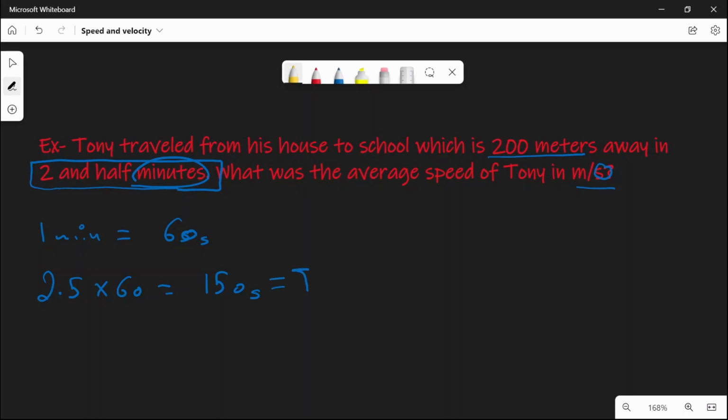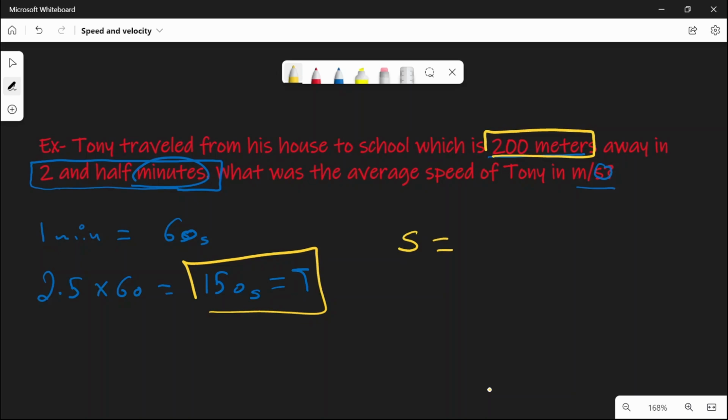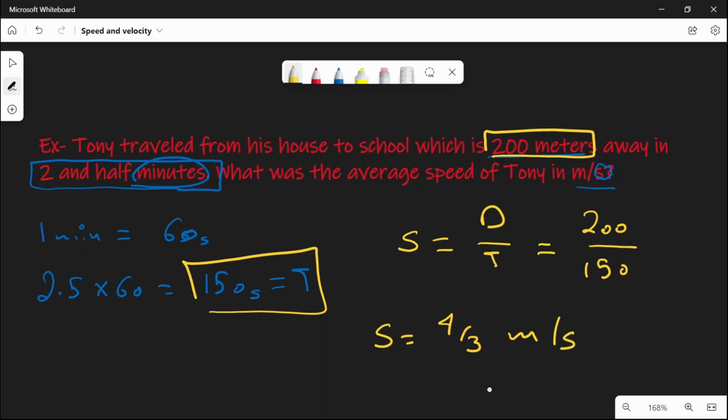Now, we know the time, which is 150 seconds, and we know the distance, which is 200 meters. So the speed will equal distance over time, which is 200 over 150. So speed is equal to 4 over 3 meters per second. And that will be our final answer.